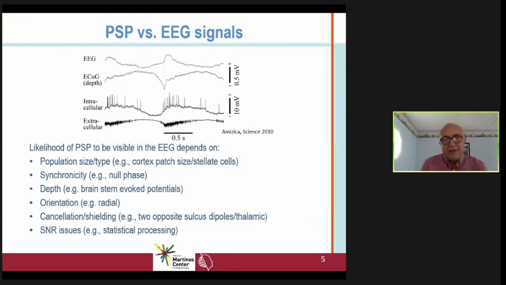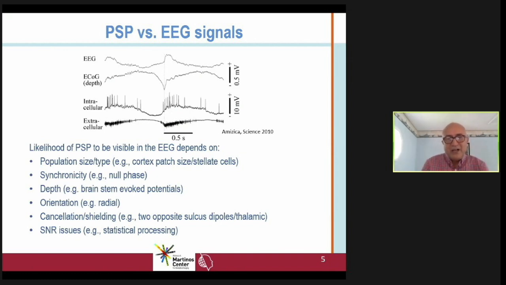So we are interested both in recording invasively, electrophysiology, and non-invasively. Obviously, the most common and easiest form is the non-invasive, which is EEG or electroencephalography. But in reality, we really want to know the activity of the underlying neuronal cells in terms of postsynaptic potentials. So when are these potentials really visible in the EEG?